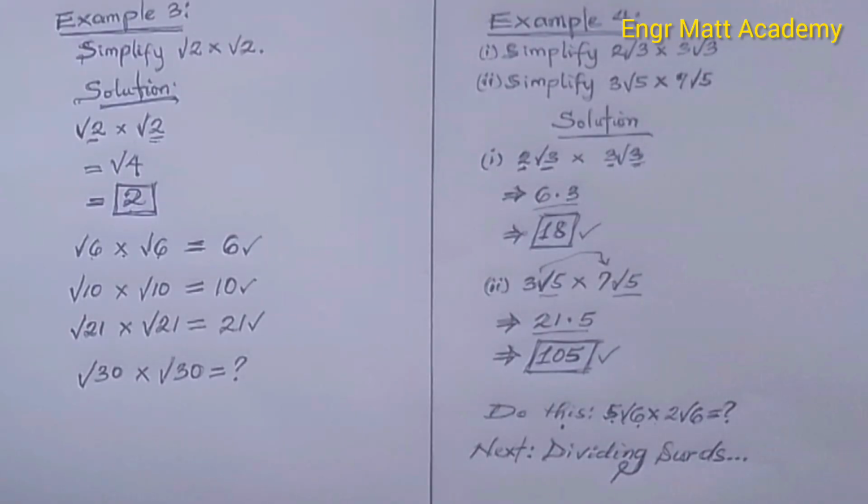Now your turn. Do this. 5 root 6 multiply 2 root 6 and drop your answer in the comment section.